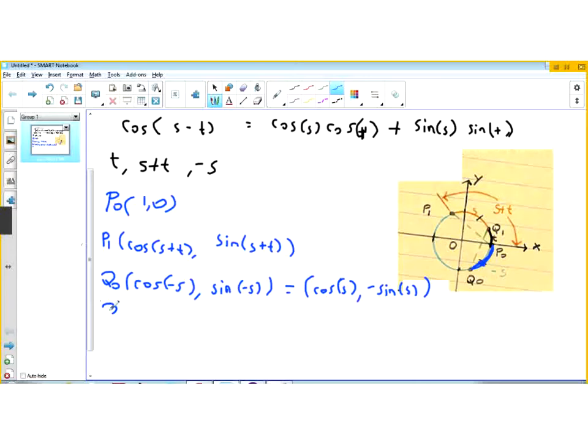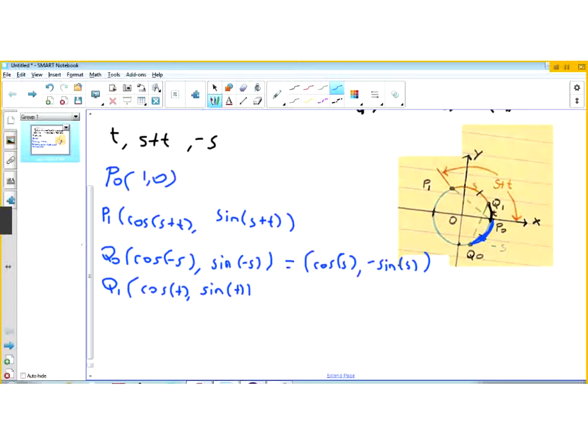And then the coordinates of Q1, you should readily see, would just be the cosine of t as well as the sine of t. The ordinate is the sine of t. Okay, so I hope you understand how we extracted the coordinates of these four points from the unit circle. And so now we can identify some key relationships in the diagram.